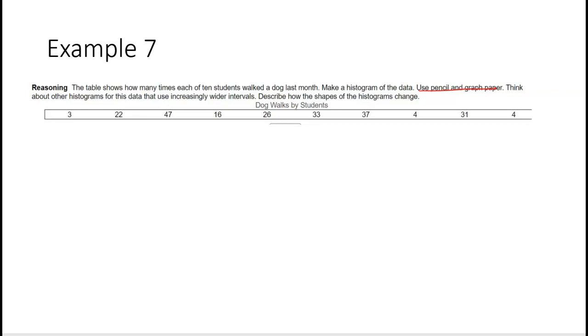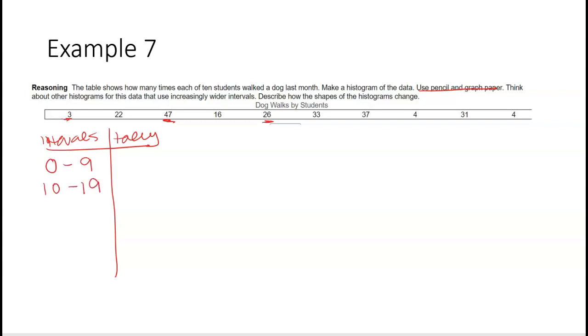decide our intervals. We're going to tally up the data in between the intervals. Our smallest number is 3 and our biggest number is 26. We've got 47, so we definitely want to go from 0 to 50. And so maybe we want to do intervals of 10. So we might say 0 to 9, 10 to 19. And again, 0 to 9 has 9, this has 9, 20 to 29, 30 to 39, 40 to 49, and 50 to 59.